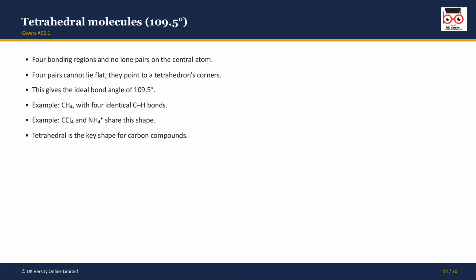Now, tetrahedral molecules. The central atom has 4 bonding regions and no lone pairs. 4 pairs can't lie flat, so they point towards the 4 corners of a tetrahedron, giving the ideal bond angle of 109.5 degrees. Methane is the classic example, with 4 identical carbon-hydrogen bonds. Carbon tetrachloride and the ammonium ion share the same shape. Tetrahedral is the key shape for carbon compounds, so it's well worth knowing.